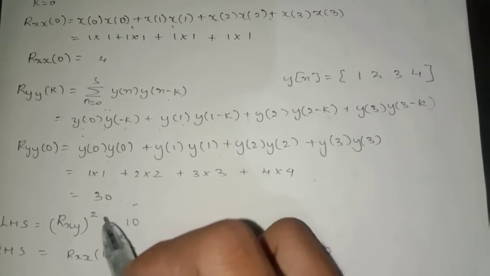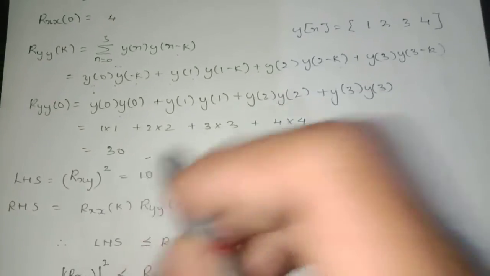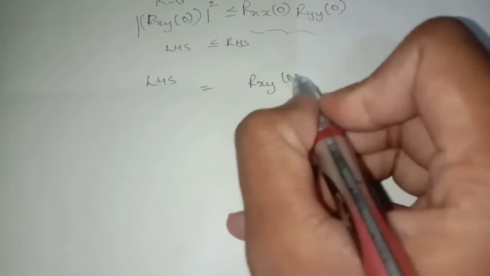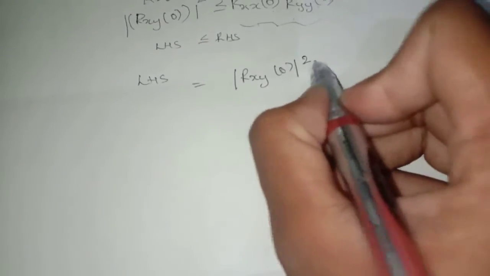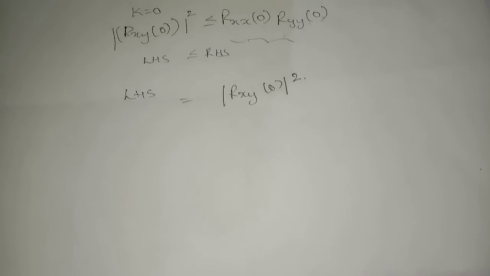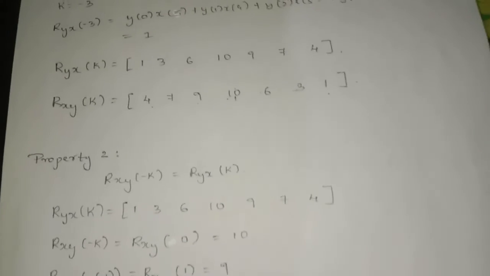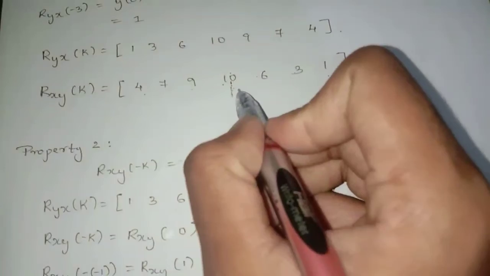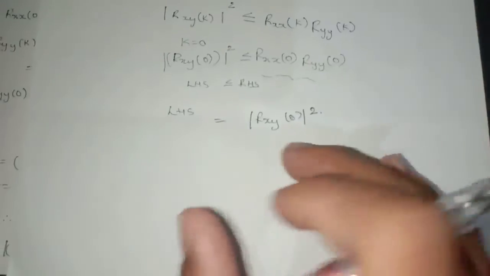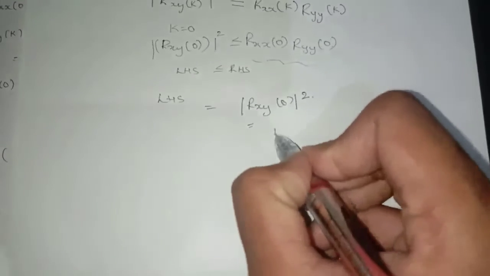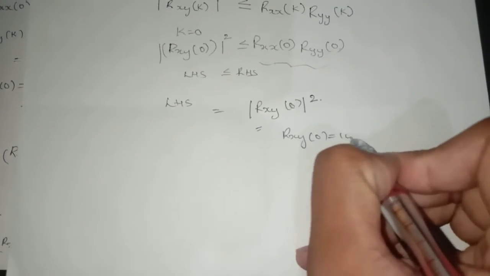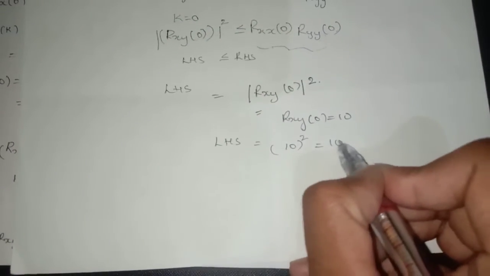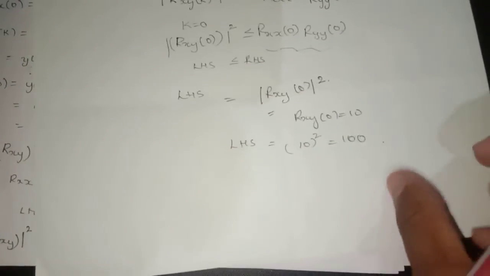Then here the LHS is nothing but rxy of 0 whole square. As I have earlier tabulated, rxy of 0 is nothing but 10. From that relation we are getting rxy of 0 equal to 10. So the LHS will be 10 whole square, that is 100. Keep it aside. So we have to tabulate the RHS now.